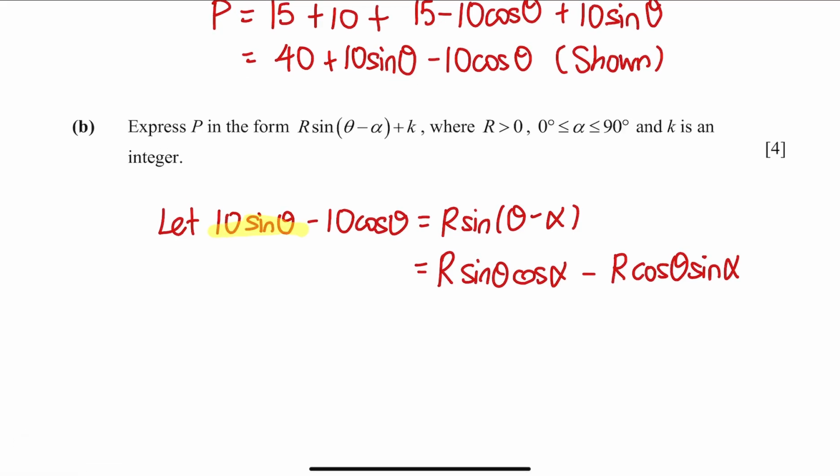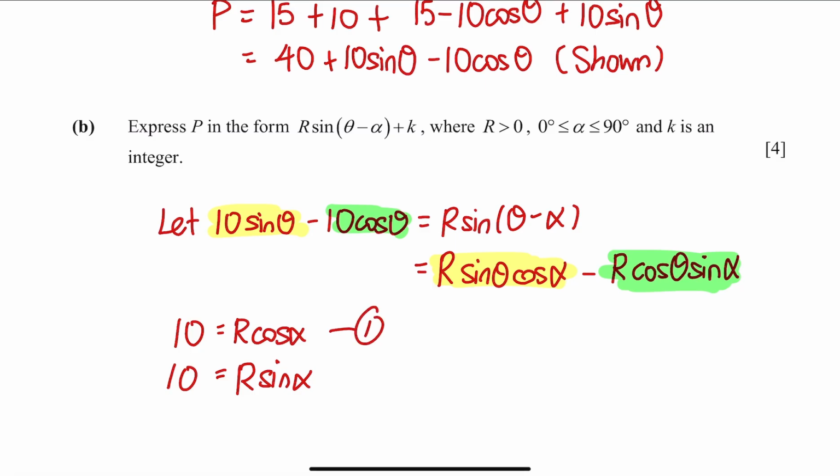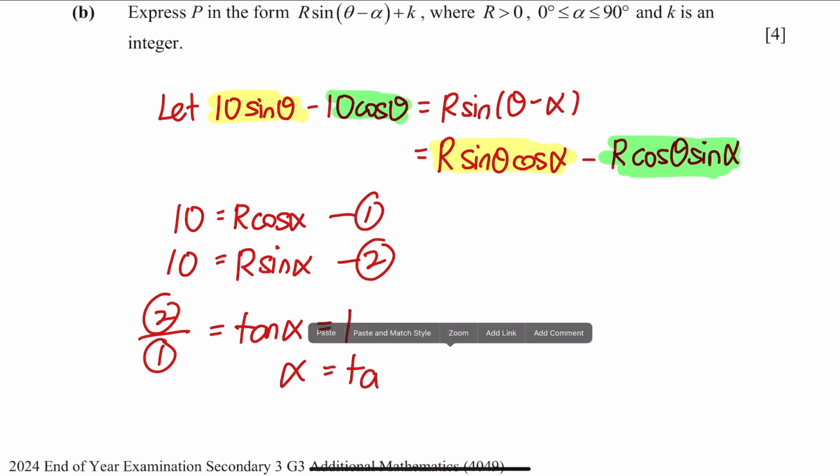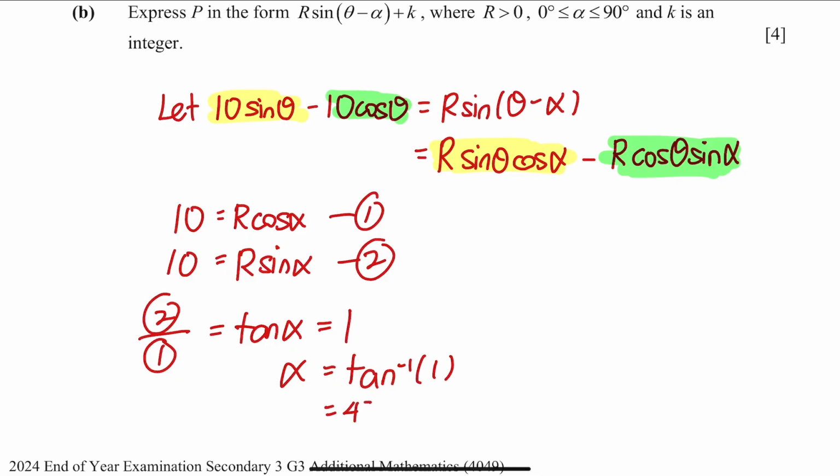First term, 10 sine theta compared to this. Okay, this means that 10 is equal to R cosine alpha, and that's my green, and 10 cosine theta is equal to this case over here, which is 10 equals to R sine alpha. Equation 1, equation 2. So equation 2 divided by equation 1, which will give me tangent alpha equals to 1. Okay, so therefore alpha is equal to tangent inverse 1, which is 45 degrees.